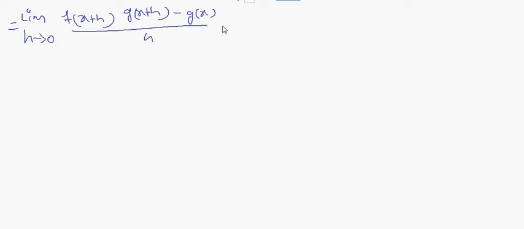Now continuing, we get f of x plus h, this is what we have there, times g of x plus h minus g of x, all this divided by h, plus limit as h approaches 0 of g of x times f of x plus h minus f of x, all this divided by h.